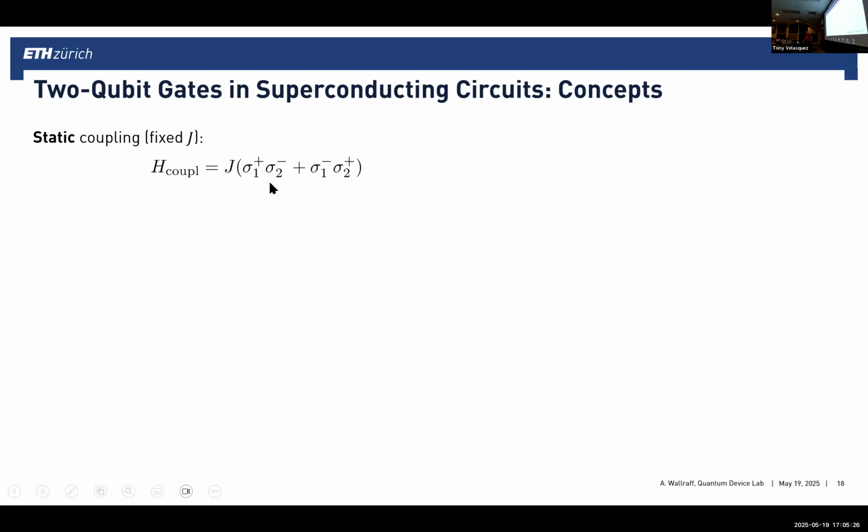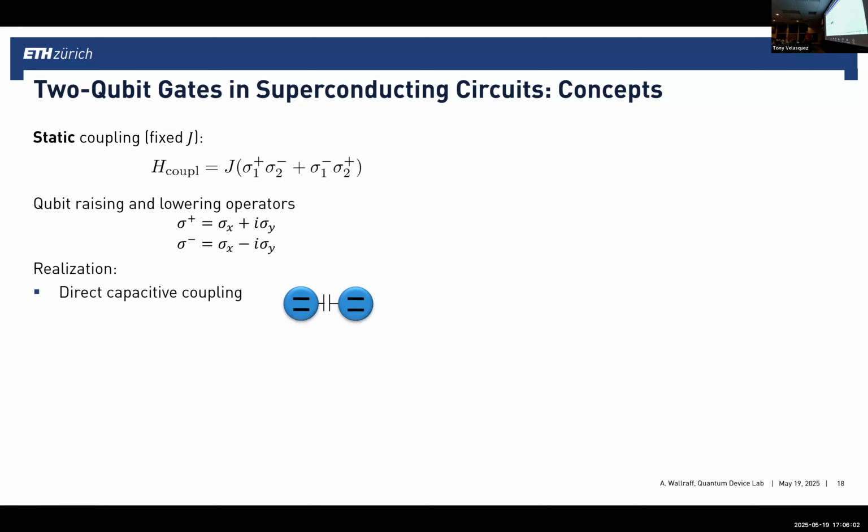So sigma plus and sigma minus are the qubit raising and lowering operators. The sigma plus operator brings the qubit from the ground state to the excited state, and sigma minus brings it from the excited state to the ground state. And in this coupling Hamiltonian, this factor J gives you the coupling strength between the 2 qubits. Essentially, when one qubit goes from the excited state to the ground state, the other qubit goes from the ground state to the excited state. And these qubit raising and lowering operators you can express in terms of the Pauli X and Y operators.